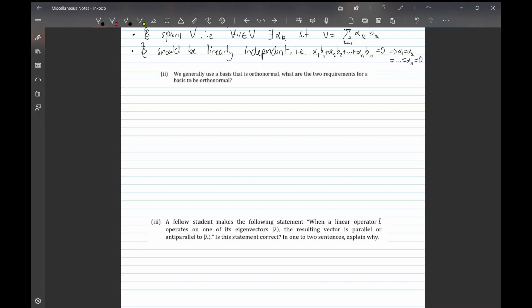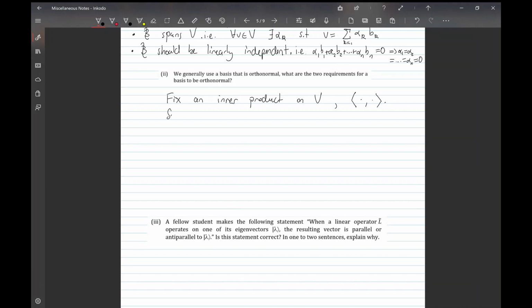Now we move on to part 2. Part 2 says that we generally like our bases in quantum mechanics to be orthonormal. There are 2 requirements for a basis to be orthonormal. What are they? So, what we need to do in order to answer this question is to fix an inner product on V. We'll call it these brackets here. We need this to talk about orthogonality.